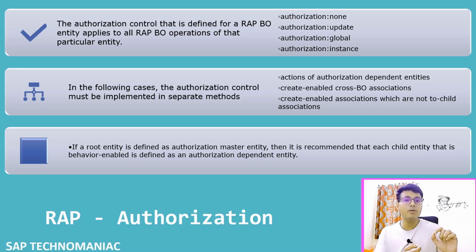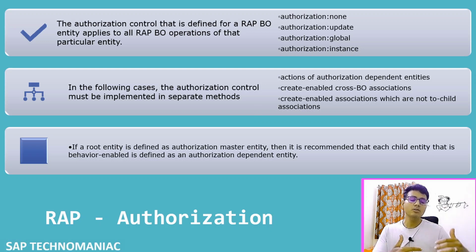So that is where associated entities are concerned. We are creating that particular entity based on the association, but that is not the parent because we didn't define that composition relationship in our BO. In that case also the authorization will not be derived from the parent. So these are some scenarios where you have an authorization dependent entity.